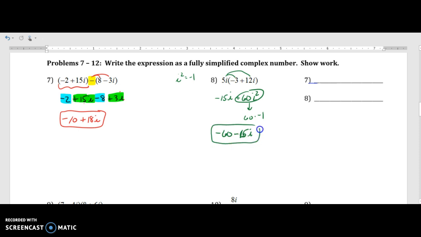15i. Now, a lot of people saw that this could be reduced, but we don't want to reduce this because we don't have a denominator. And we don't want to factor anything out because it's pointless because we just multiplied it out. So we will leave it as is.